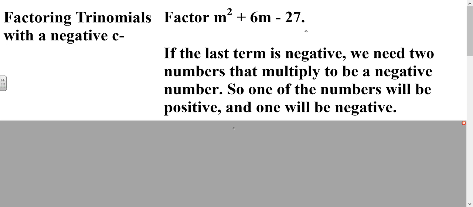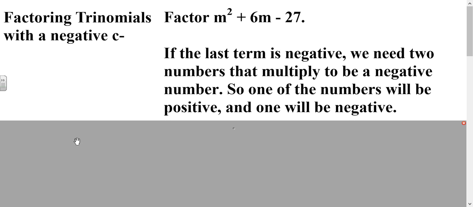All right, there's one more type that we can try to factor. Let's look at that. What happens when the last term, c, is negative? Well, we have two numbers that multiply to be a negative number. Now, how is that possible? I can't do both positive because that would multiply to be a positive, and I can't do both negative because that would multiply to be a positive. So that means I'm going to have one number that's negative and one number that's positive. So we're thinking of factors of negative 27 that add to be a positive 6.